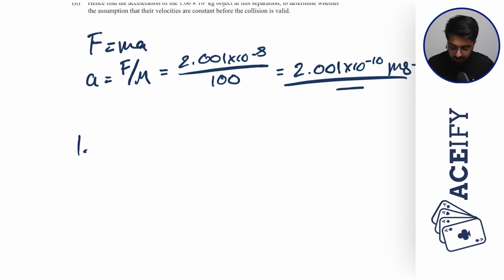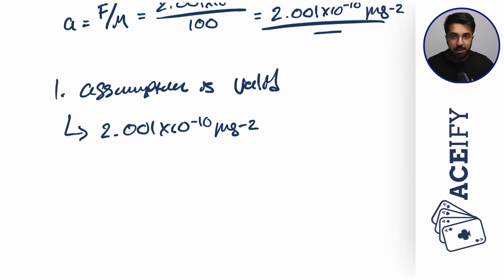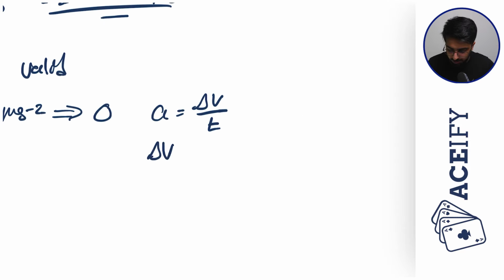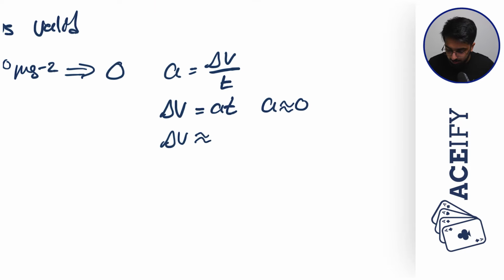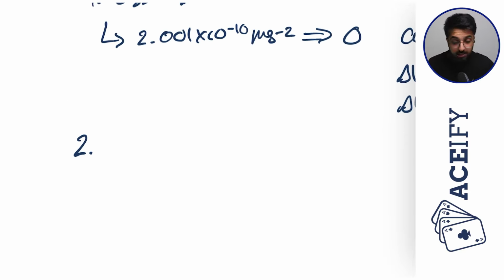So the first option, we can say that the assumption is valid, and this is because 2.001 times 10 to the negative 10 meters per second squared, okay? That is very, very small, and so we can say that's basically the same as saying the acceleration is 0, and as we know, our acceleration is the change in velocity over time, and therefore our change in velocity is equal to acceleration times time, and if our acceleration is practically 0, or we can say approximately 0, therefore our change in velocity is also approximately 0, okay? And so we can say that the assumption is valid. On the other hand, we can also say that the assumption is invalid.